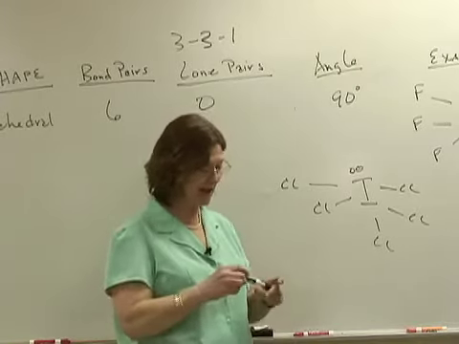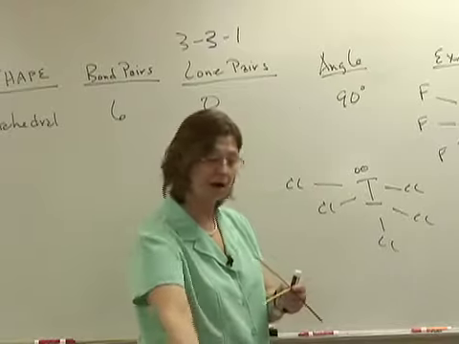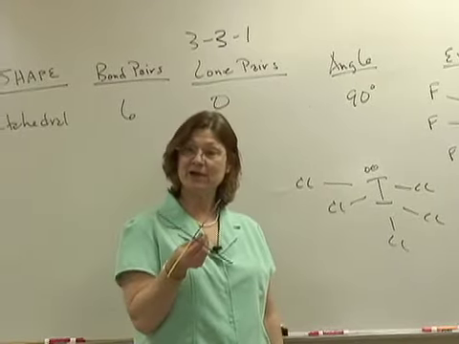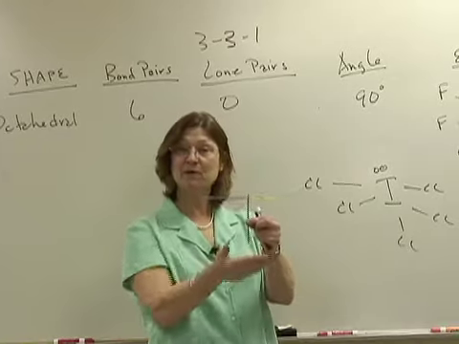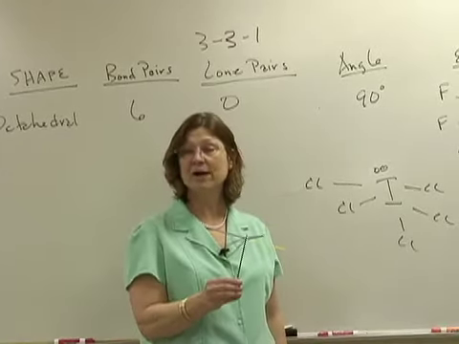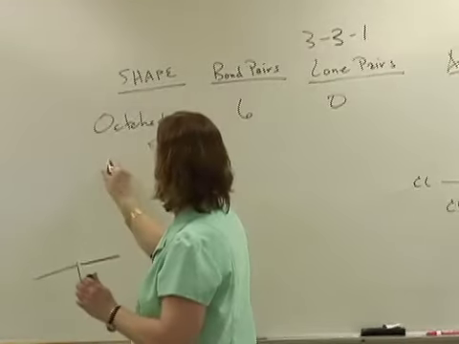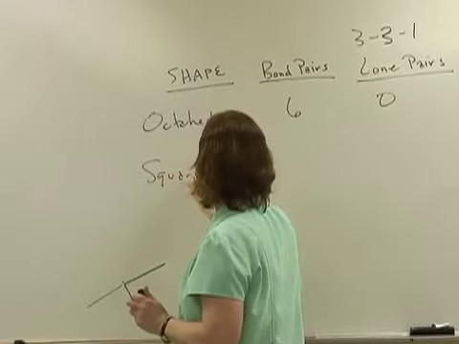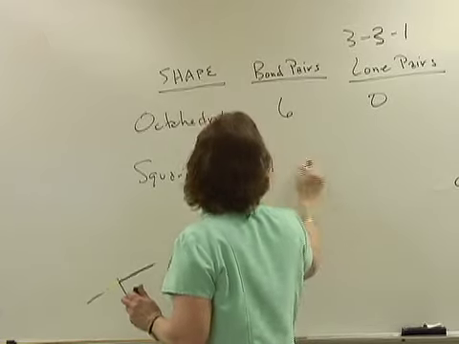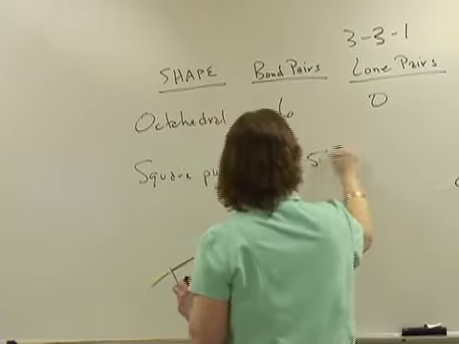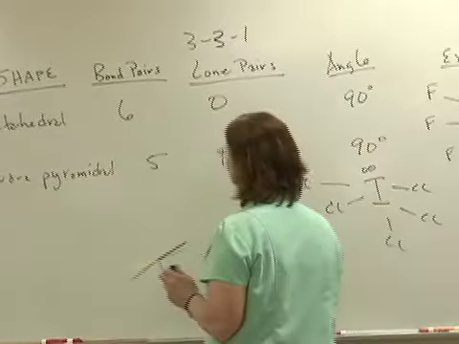And this shape is a lot easier to understand when I look at my model. And you can see that here I have a square, and then I have the bottom of a pyramid, and therefore we call it square pyramidal. We have 5 bond pairs and 1 lone pair, and again we have a 90-degree angle.